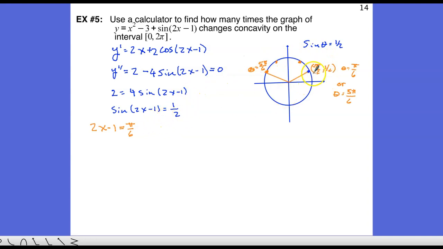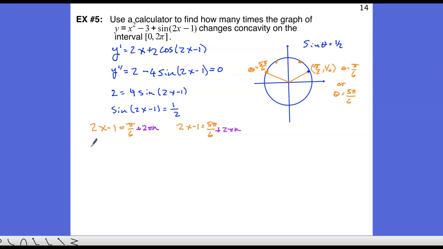So I'm going to have to consider that I can go to pi over 6, but I could also go around one full revolution and come right back to that same point. And I can do this an integer number of times. And so for that reason, I'm going to add to pi over 6 2 pi n. And that's going to give me a general solution to this equation. And then we'll do the exact same thing for the other value. 2x minus 1 equals 5 pi over 6 plus 2 pi n.